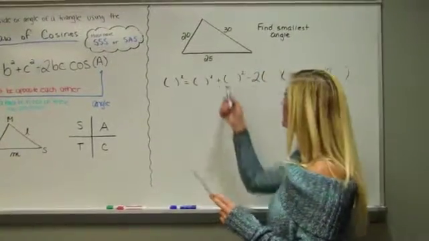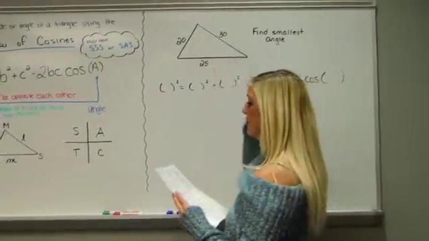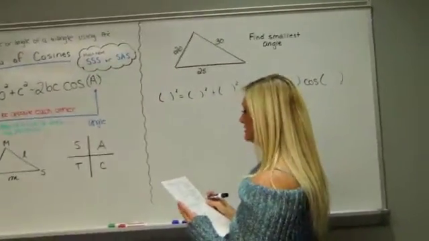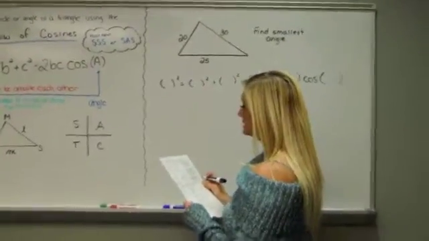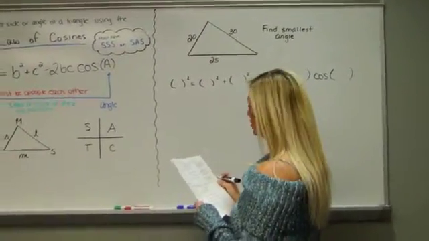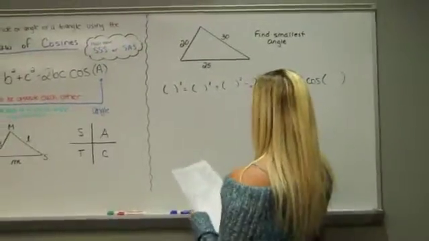So for our next problem, our triangle is going to represent a triangular plot of land that has sides measuring 20 yards, 25 yards, and 30 yards. The question asks us to find the measure of the smallest angle formed by these sides to the nearest degree.